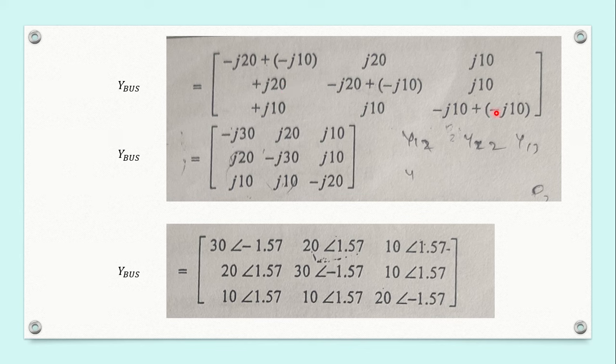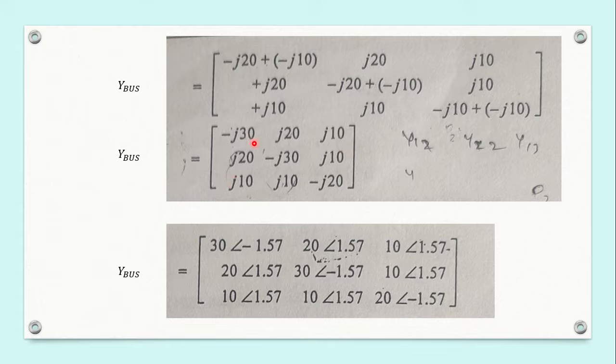I think you are familiar with the calculation of Y bus. So I am not going to explain all the elements. So we will get the Y bus like this. It is a 3 by 3 order square matrix, as there are 3 buses.